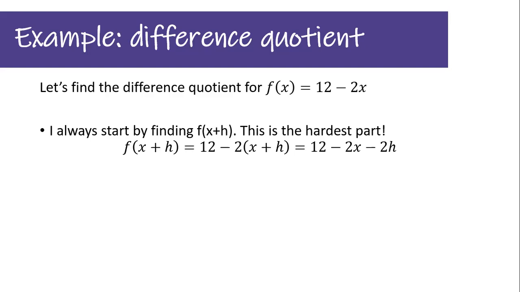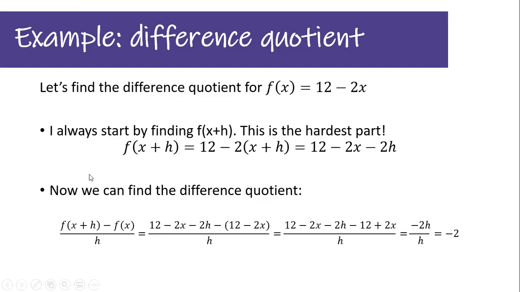So now you get 12 minus 2x minus 2h if you're just distributing this 2 here. So remember, 12 minus 2x minus 2h. That's what we'll need to plug in for f of x plus h. Now it's just a matter of careful addition and subtraction. So we have f of x plus h minus f of x on top, and h just stays on the bottom.